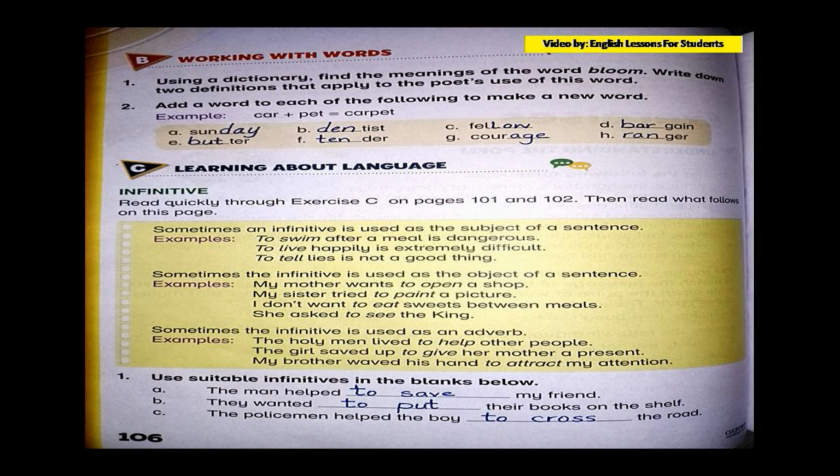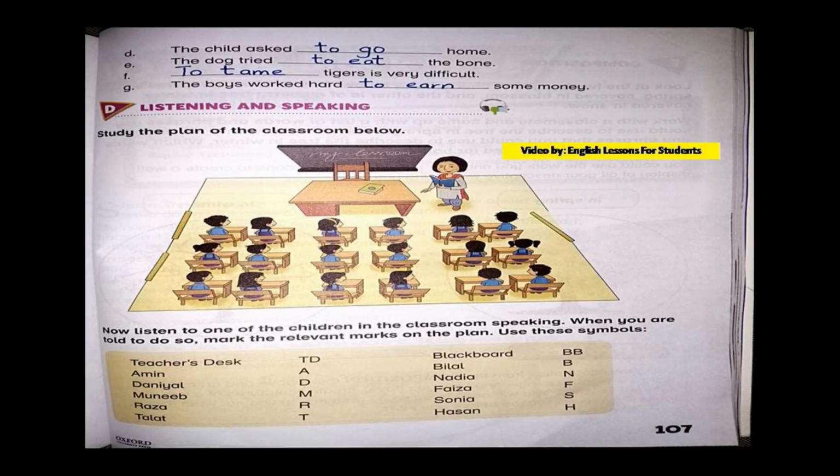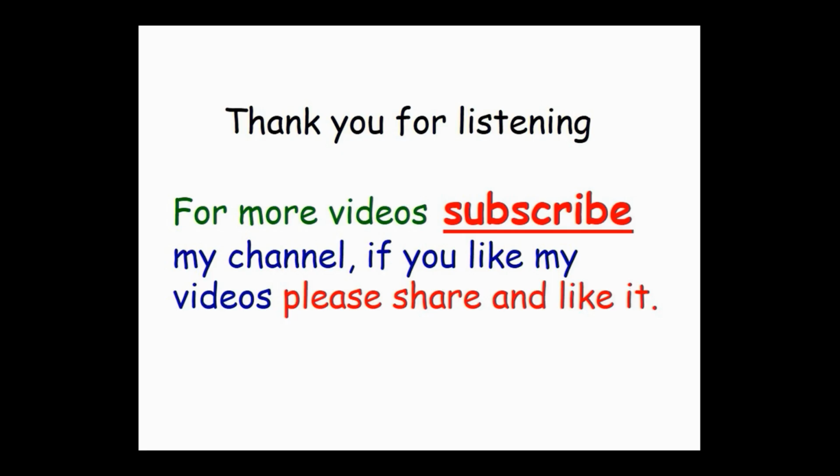A. The man helped to save my friend. B. They wanted to put their books on the shelf. C. The policeman helped the boy to cross the road. D. The child asked to go home. E. The dog tried to eat the bone. F. To tame tigers is very difficult. G. The boys worked hard to earn some money.